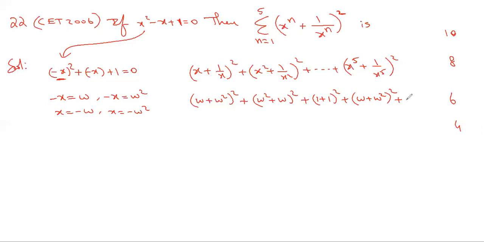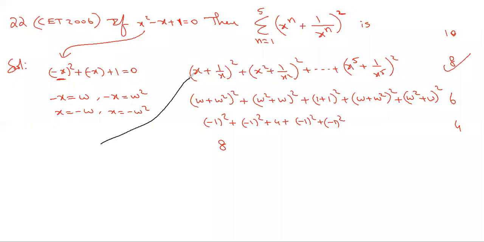Using 1 plus omega plus omega square equal to 0 and omega cube equal to 1, what it becomes is (omega square plus omega) the whole square. Basically, this is minus 1 the whole square, and this is minus 1 the whole square, and this is 2 square, and this is again minus 1 the whole square, and this is again minus 1 the whole square. So 8 is the answer.